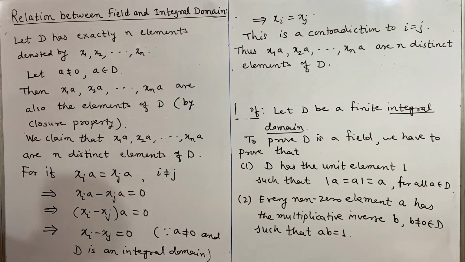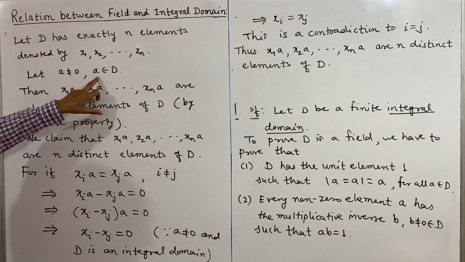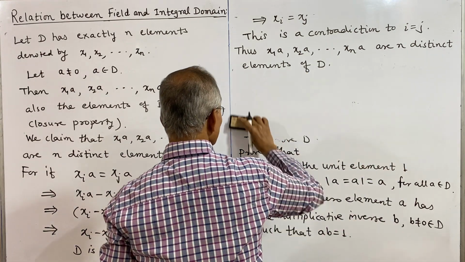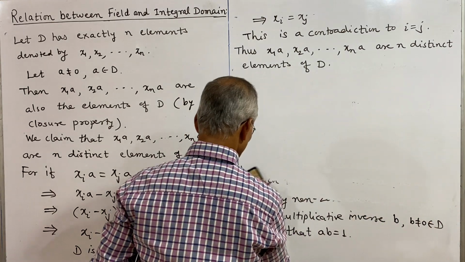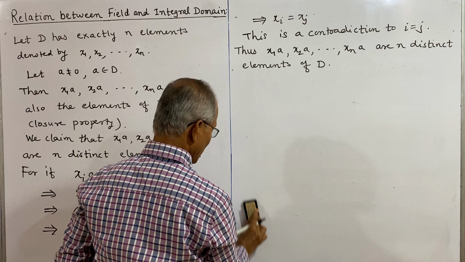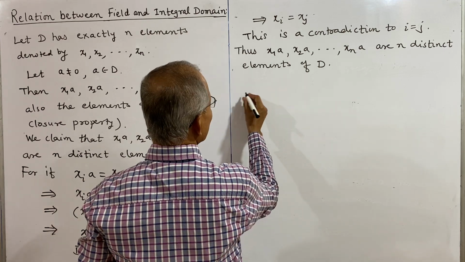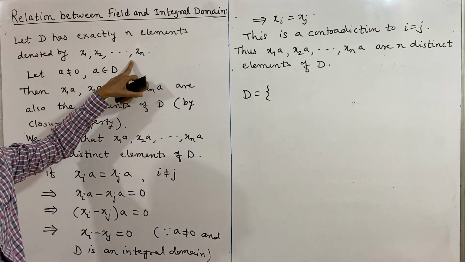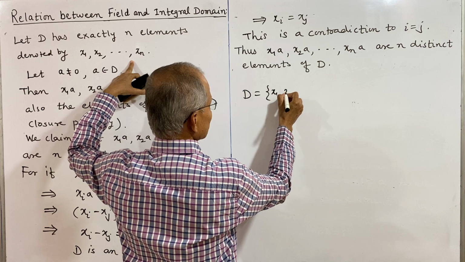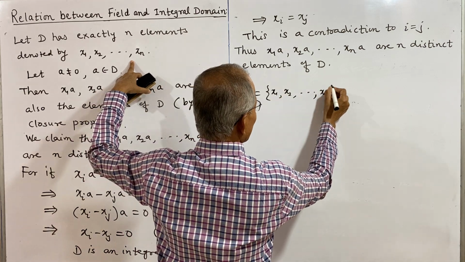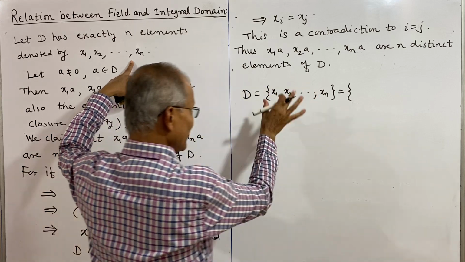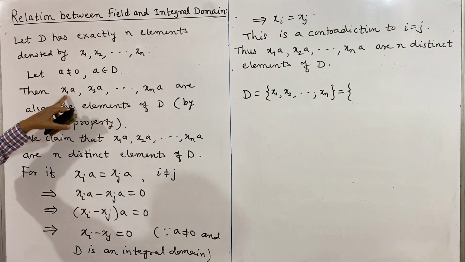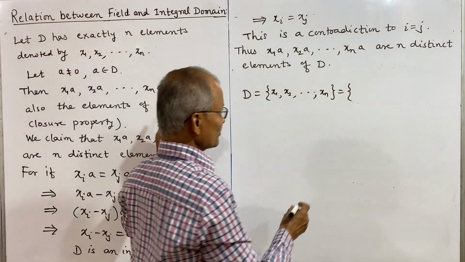Now what we have is A is an element of D. So actually here what is happening is, D contains exactly n elements, but we have written D in two ways. First we have written D as x1, x2, xn, and after multiplying this by A, which is one of these x1, x2, xn, we get another set of elements x1a, x2a and so on up to xna.